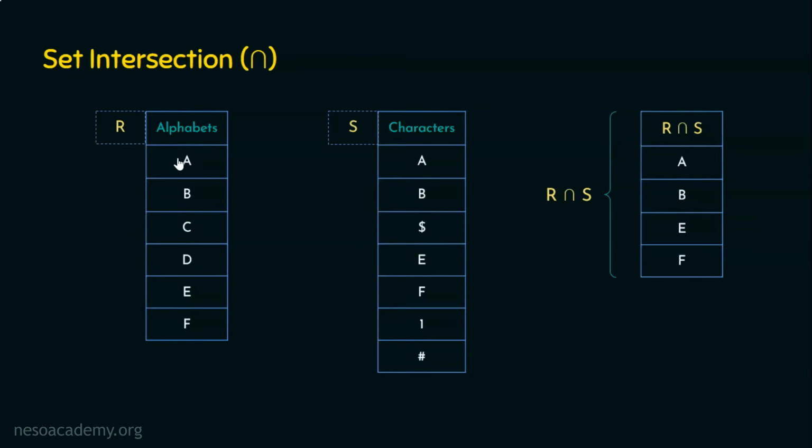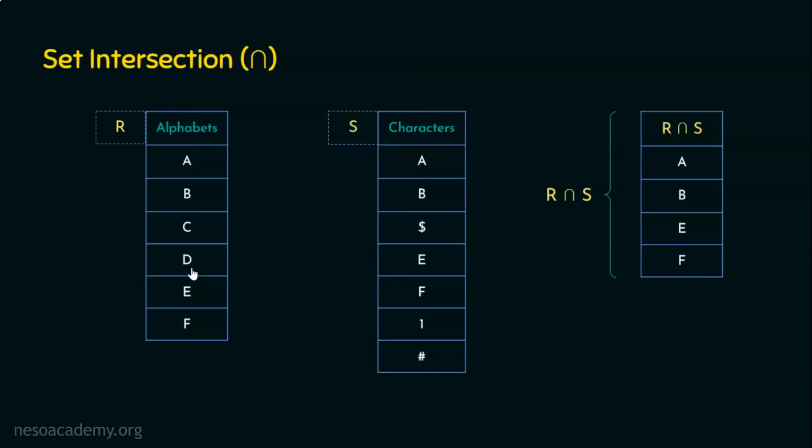When we take R as an example, we have A here, we also have A here, and hence A is there in the output. Coming to the next value, B is here in R as well as in S. So B will also be there in R intersection S output. And coming to C, it is there in R but not in S. So C will not be there in the output.